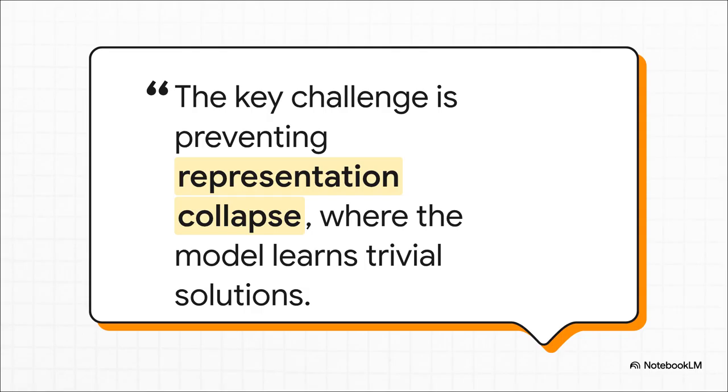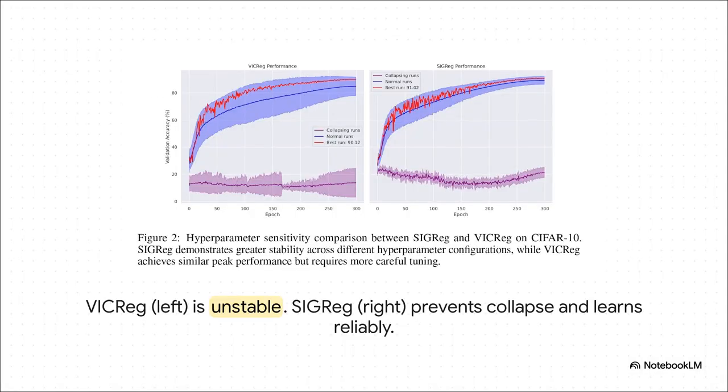Preventing this kind of collapse is absolutely critical. And this visual just shows the solution perfectly. These charts are comparing 2 different methods for keeping the model's training on track.